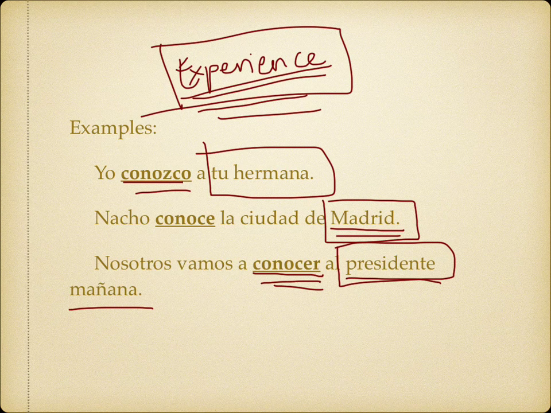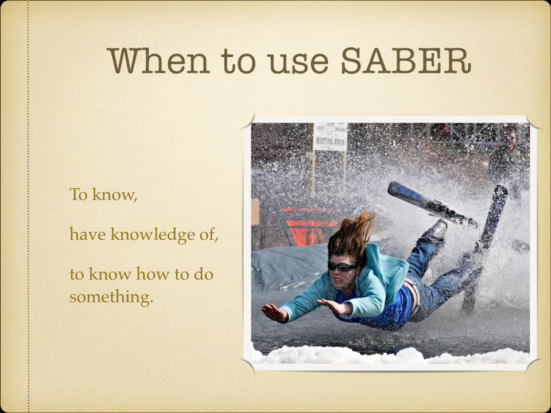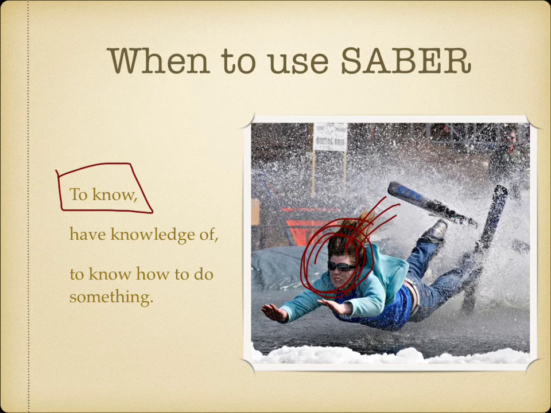Now let's look at another one. Saber. Okay, when do you use saber? All right? To know. Information in your head right here. Obviously, she does not know how to ski. Otherwise, she would not have fallen. So she doesn't have that knowledge right here in her head. It's flying out of her hair as she plummets down into the cold, freezing water and loses her mind.